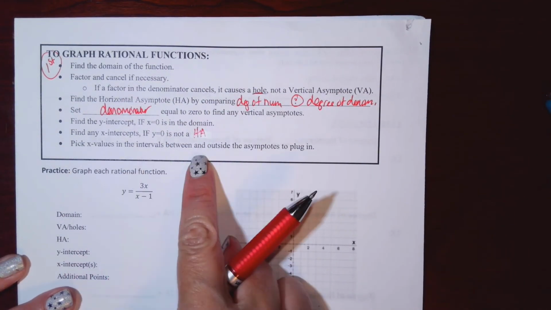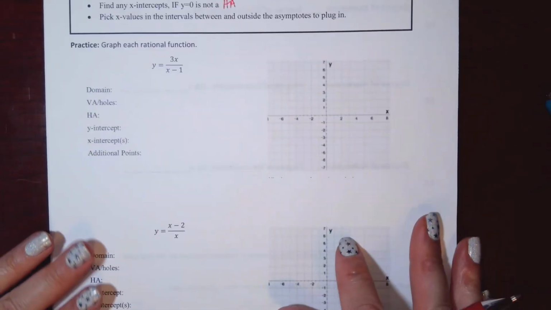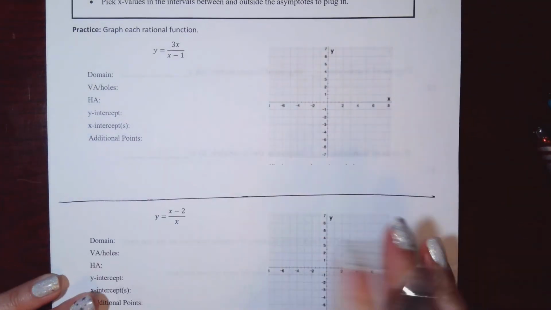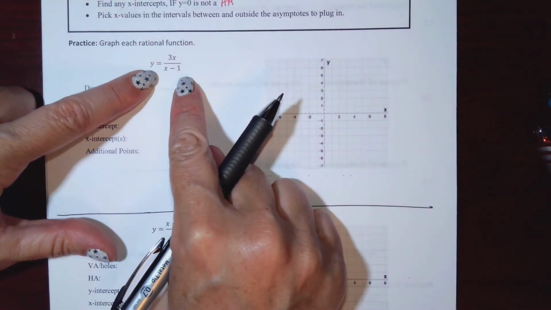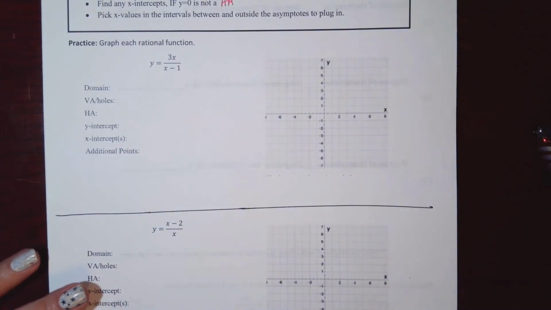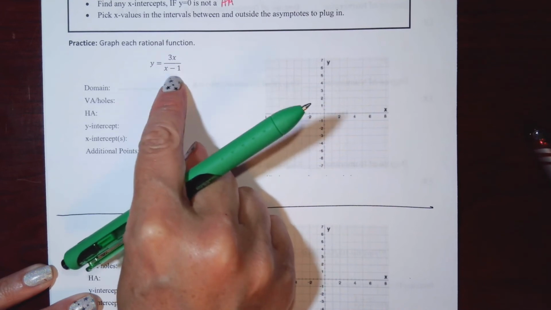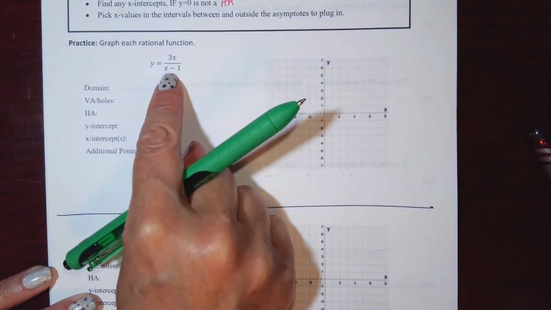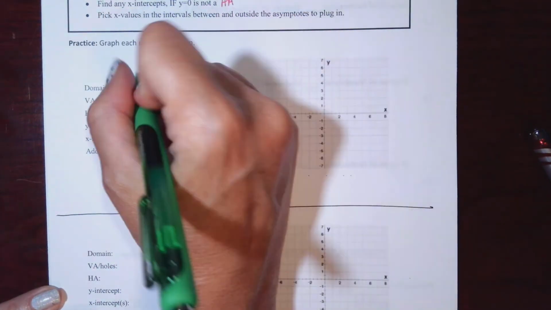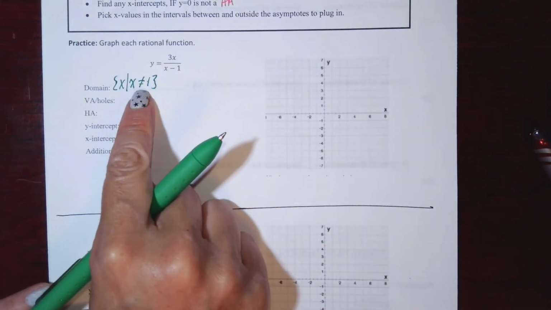Pick x values in the intervals between and outside the asymptotes to plug in and find anything that you still need to clarify. Okay, so we got two functions that we're going to graph. First of all, we've got 3x over x minus 1. Nothing can be factored, so I think about, okay, what's in my domain? Well, my domain is limited by anything that causes my denominator to be 0. If I set this equal to 0, I would get 1. That would cause me to have 0 in my denominator. So my domain is every x value except x equals 1. That's excluded from my domain.